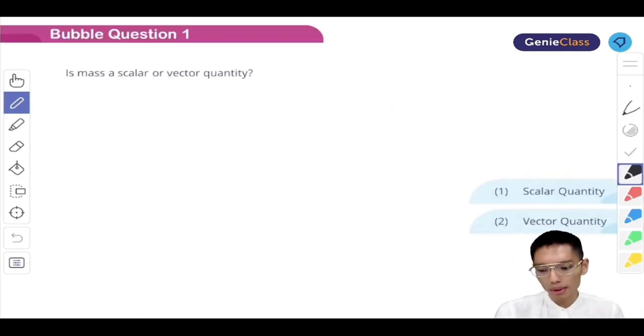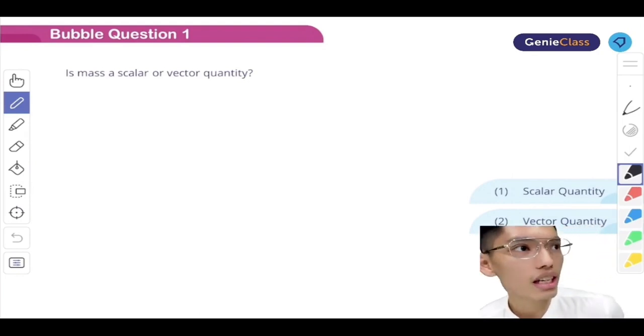So, bubble question number 1, just to get you familiarized. Is mass a scalar or vector quantity? This one should be quite quick, 30 seconds, launching it in 3, 2, 1, let's go. Alright, shouldn't take too long. Alright, very nice. Okay, most of you got it.